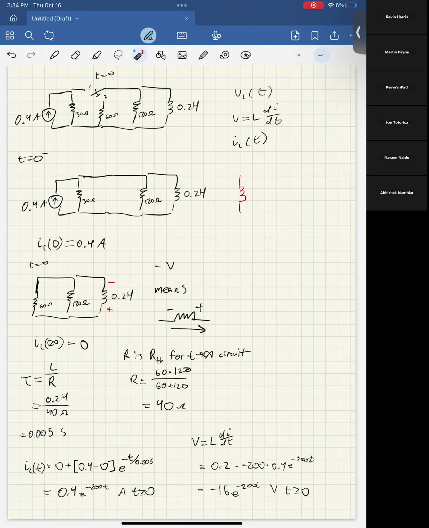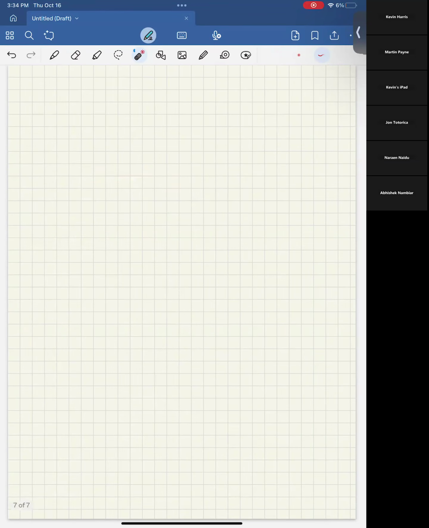Because if the current was flowing this way before the switch moved, the current's going to stay flowing that way, which means it effectively has that voltage. Sorry if that doesn't make too much sense, but it's a way to think about it. If you understand that, then cool. It's hard to explain, but that's what the negative means here. The negative tells you whether the current's going the other way. But that's back to the passive sign convention you learned at the beginning of the class when dealing with power.